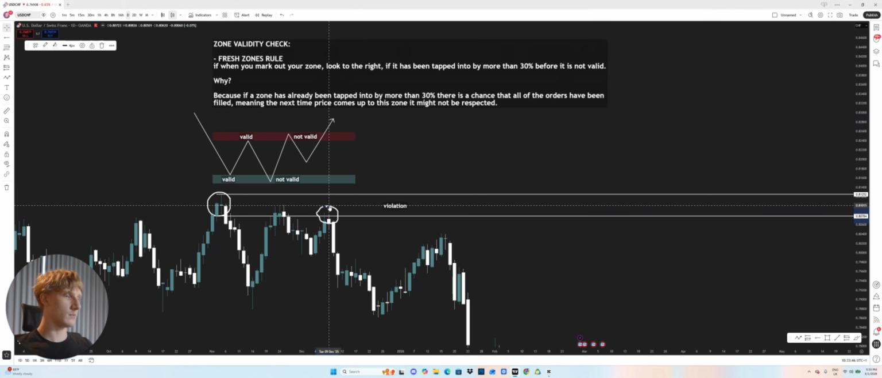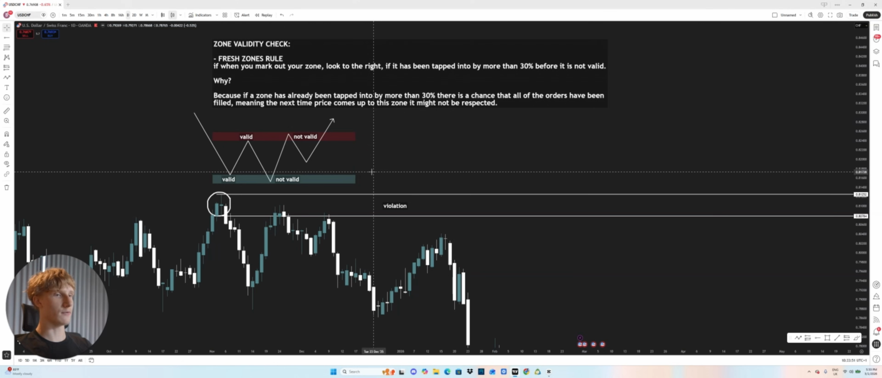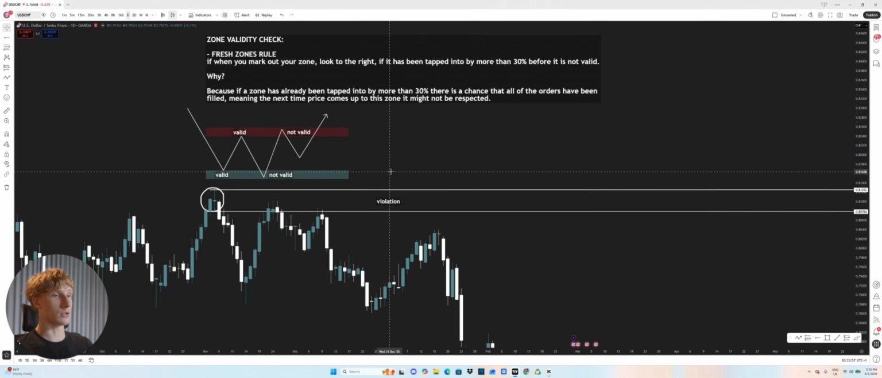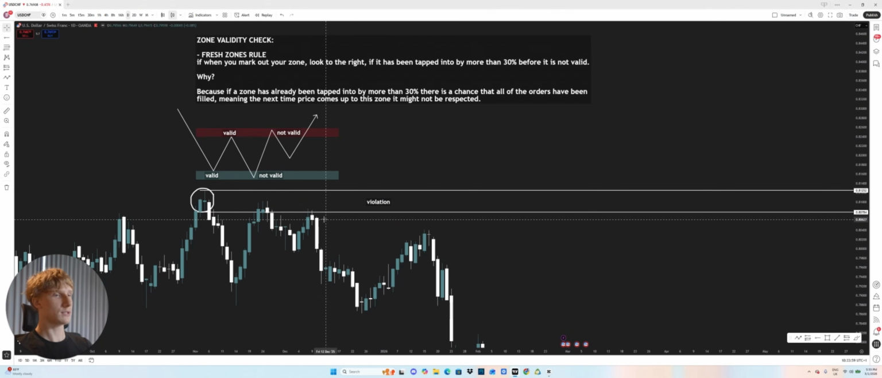And we can see that in this situation, price has definitely come into the zone more than 30%. So that now means for me that I am no longer interested in trading this level because there is a chance that all the orders have been filled. So next time price comes into it, it's not going to have a reaction. Okay. It very well could. Sometimes zones, even though they have been retraced into more than 30%, they will still react.